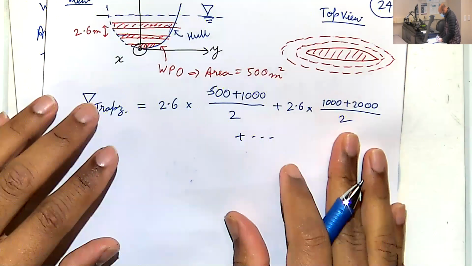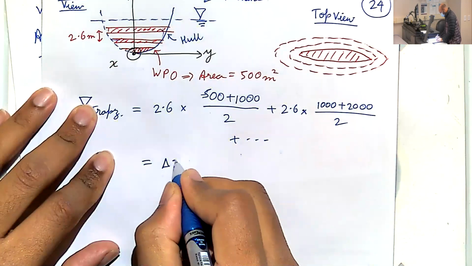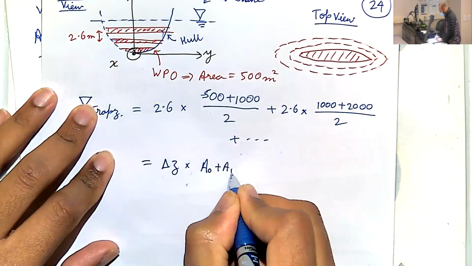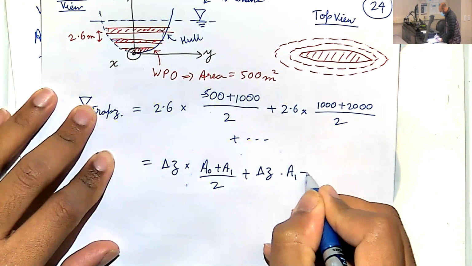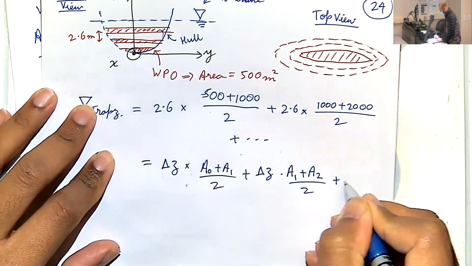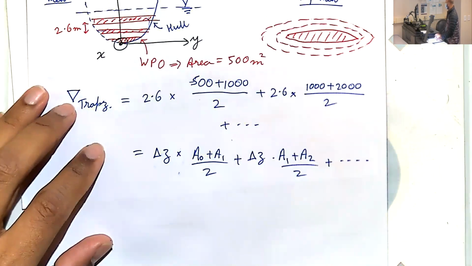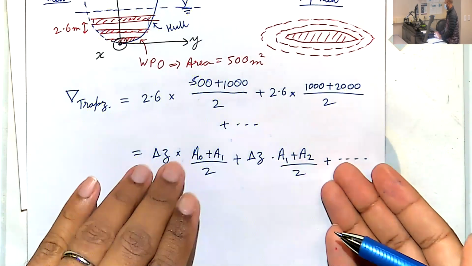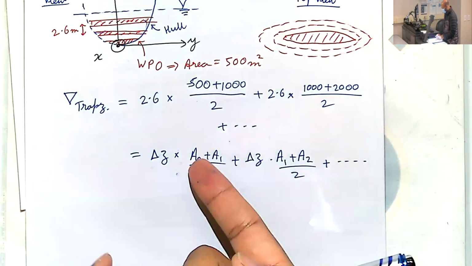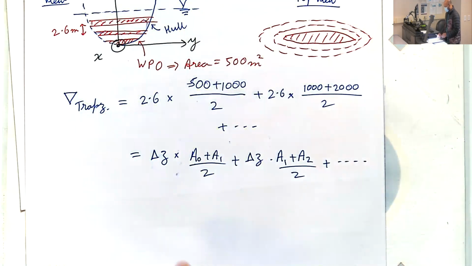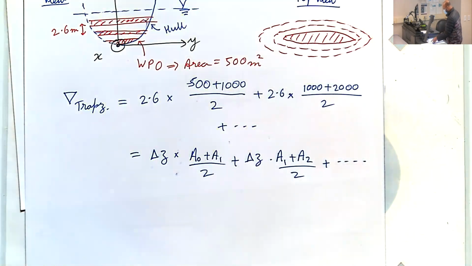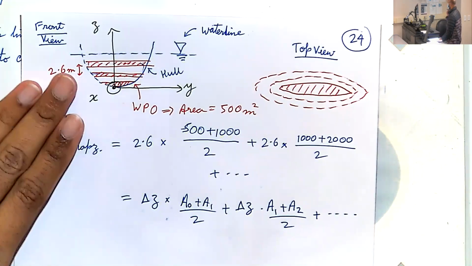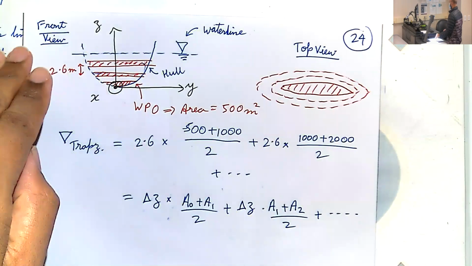And if you write it just symbolically, it's delta Z times area 0 plus area 1 over 2 plus delta Z times area 1 plus area 2 over 2, dot, dot, dot. So if you write it with the symbols, it comes out to be exactly the same as what we had earlier. Instead of F0, F1, we have A0, A1. Instead of delta X, we have delta Z. Same thing. Okay. So that's how you would compute the volume, the submerged volume, if you're given the water plane areas.